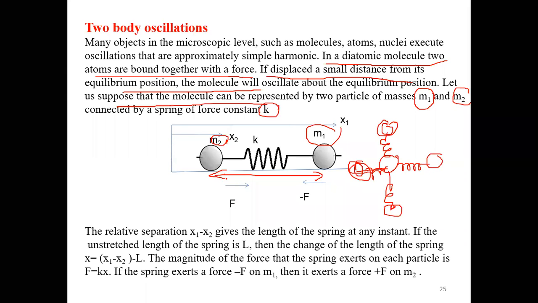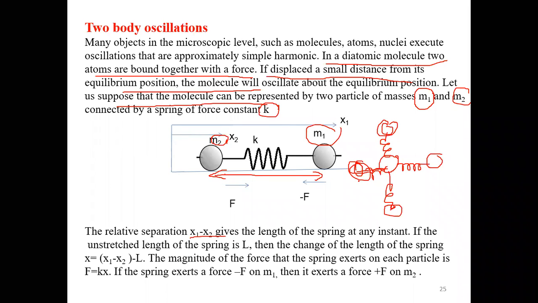The relative separation. So if this is the origin, the position of this particle is x2, and the position of this particle is x1. So the relative position will be x1 minus x2, which gives the length of the spring at an instant. If the unstretched length of the spring is L, then the change of the length of the spring is x1 minus x2 minus L, where x1 minus x2 is the relative distance between them.